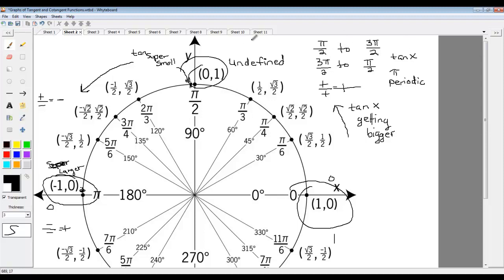Okay, so what ends up happening is at those values, you end up on the graph getting something called a vertical asymptote. If it's undefined there, you get a vertical asymptote, which is an invisible vertical line that the graph never touches, never crosses.